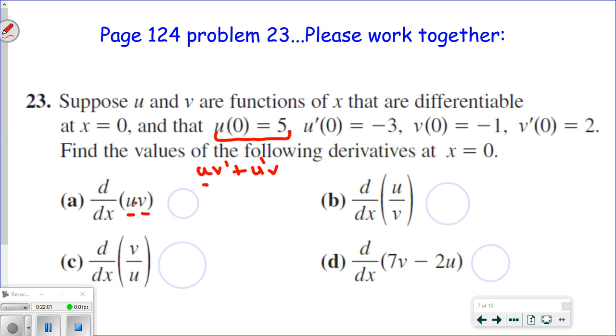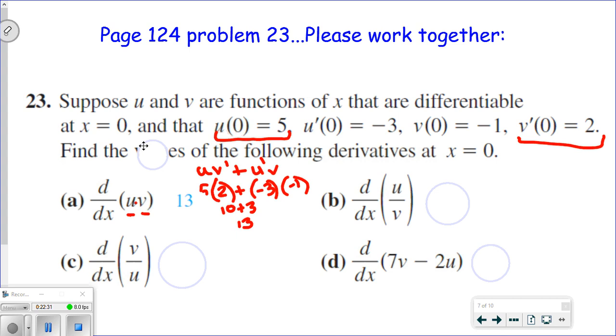I know that when x is 0, u is 5. The derivative of v is 2. The derivative of u is negative 3. And v is negative 1. So then we just do the math. We have 10 plus 3, which is 13. Hopefully that's what's back here. Now I guess I gotta move it.